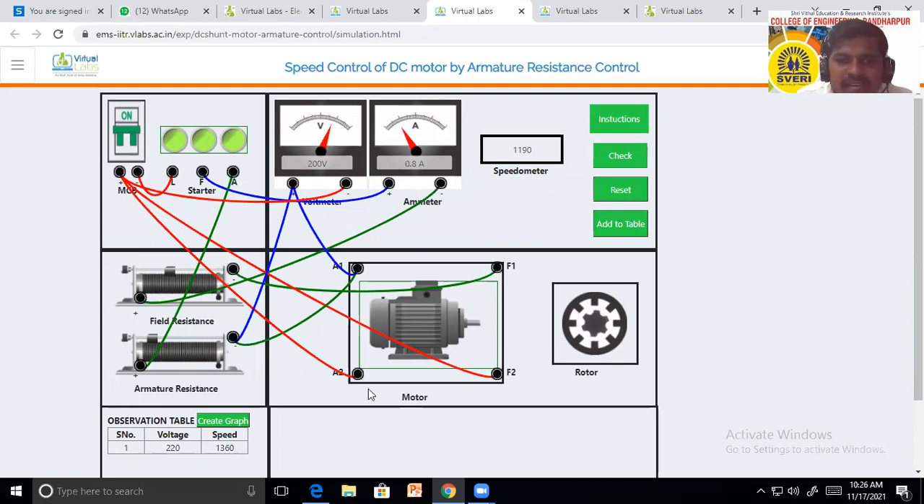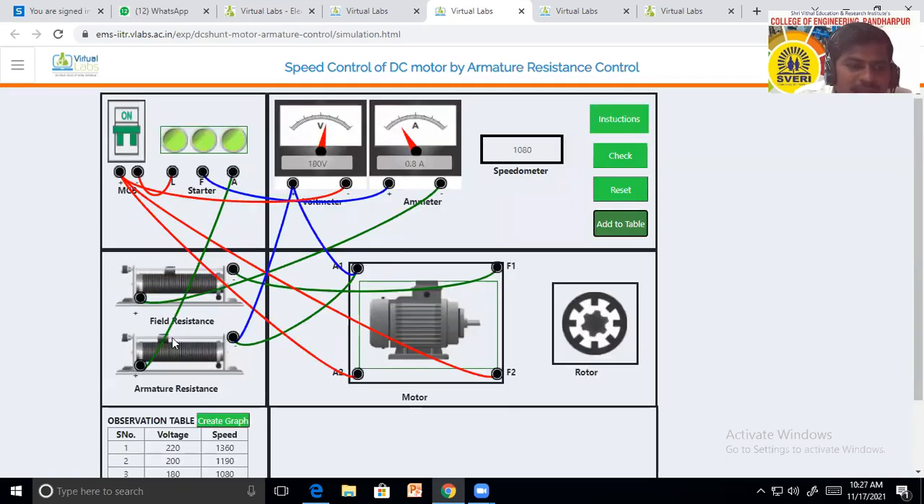So I will add this value to the table. Now again I will increase this resistance. हा resistance मी परत increase करतोय. Okay, if the resistance is increased, then there is no change in the armature current, there is no change in the field current, and the armature voltage will be reduced, so it is 180, and the speed becomes 1080. So just add this value to the table.